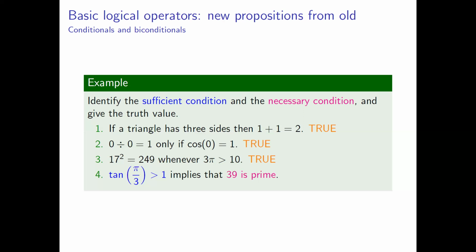It is true that the tangent of pi over 3 is greater than 1, but it is not true that 39 is prime. Therefore, the given conditional statement is false.